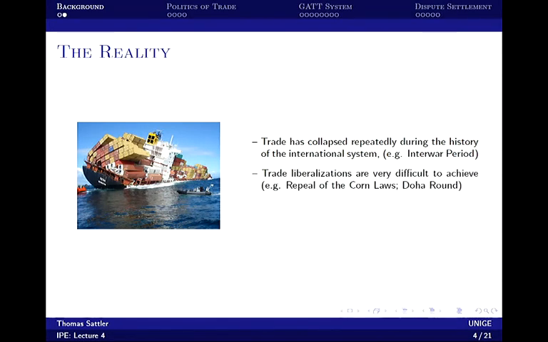If we have a closed system, trade liberalization is very difficult to achieve. An example, we discussed many examples. One is the repeal of the Corn Laws. Remember, the Corn Laws were imposed in 1815 in Britain after the end of the Napoleonic Wars, and it took until 1848 to repeal them. So the question is, why is free trade so difficult to achieve if the economic model is right and everybody benefits, right? And you won't be surprised to hear that the answer is politics.